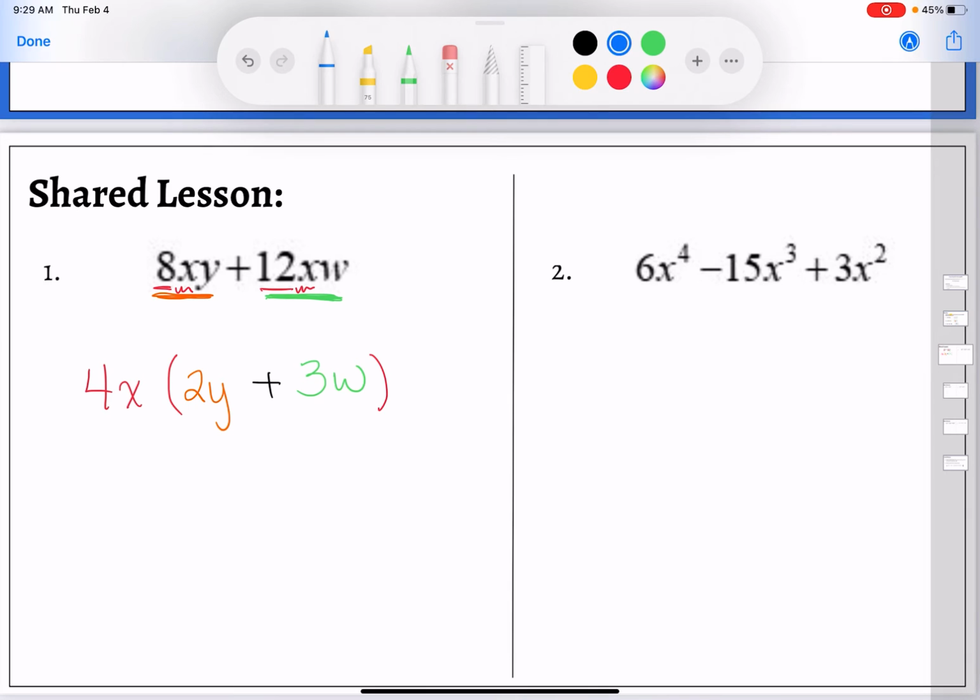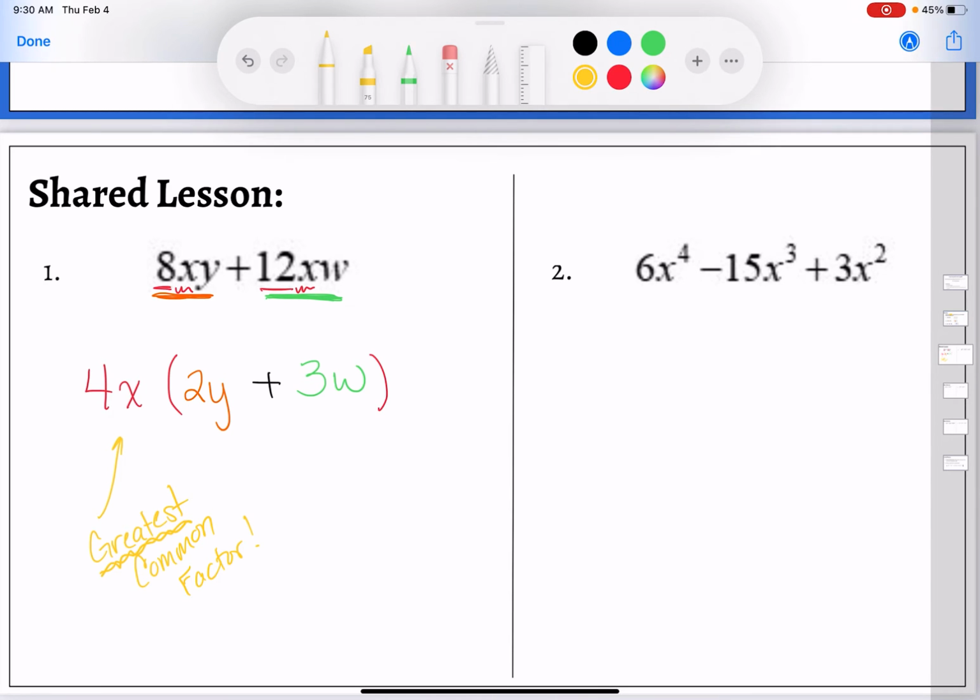You can check your answer by thinking of it as distributing, right? And see if you get your original polynomial. And if you do, then you did it correctly. Remember again that you want to make sure that you take out the greatest common factor, right? Not just any common factors, but the greatest.